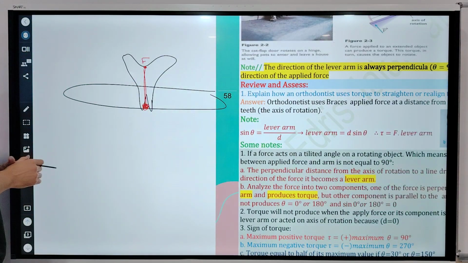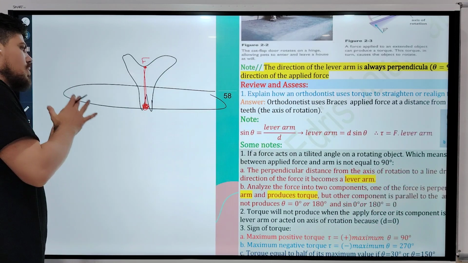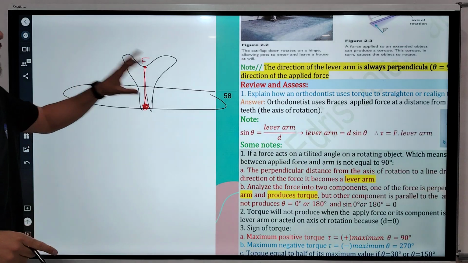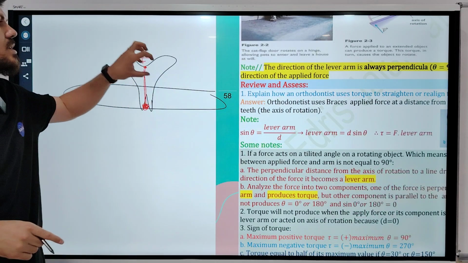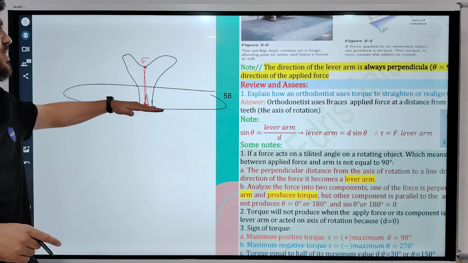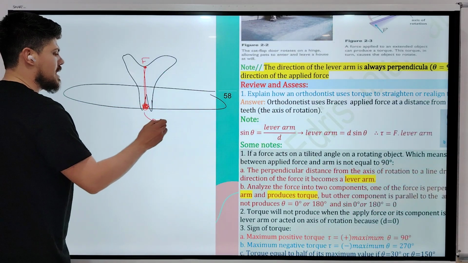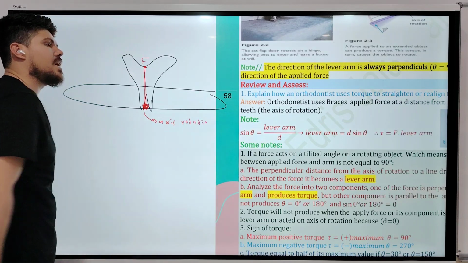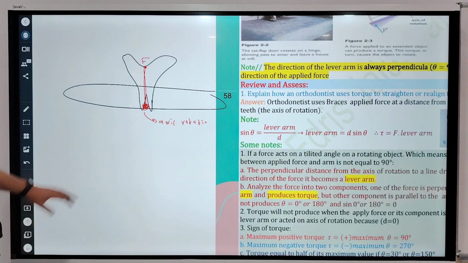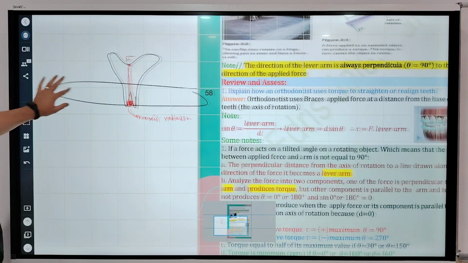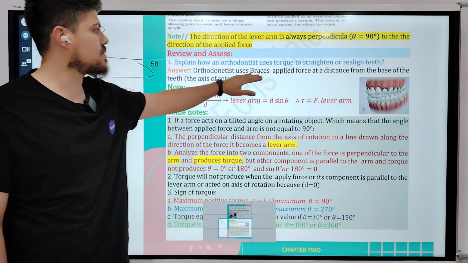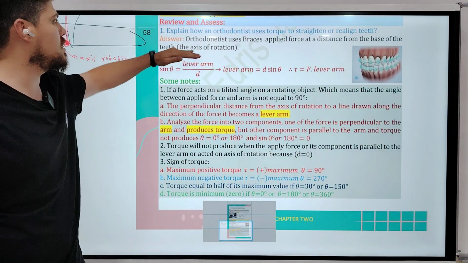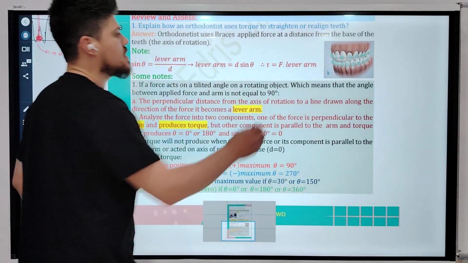In the case when the tooth is more tilted, the orthodontist applies forces from a distance from the base of the tooth. The base of the tooth means the axis of rotation. To do what? To realign or to straighten the teeth. Look, the orthodontist uses braces applying forces at a distance from the base of the tooth. The base of the tooth means the axis of rotation.